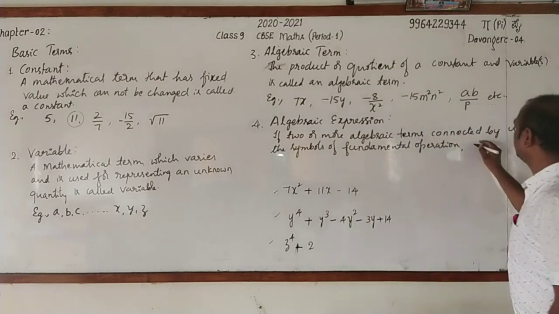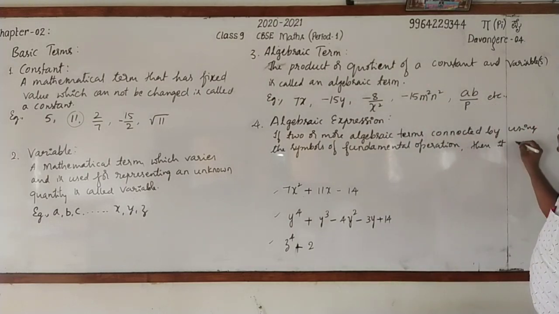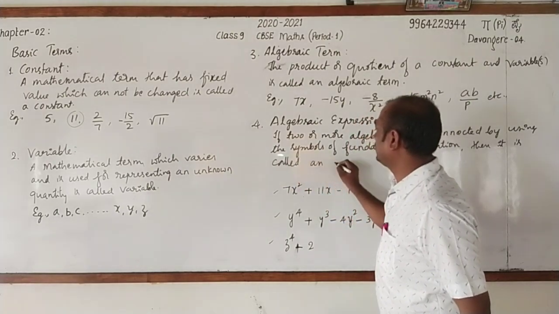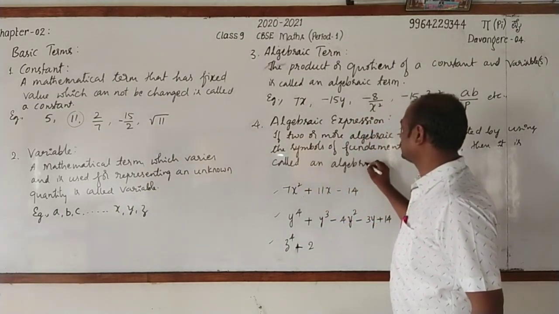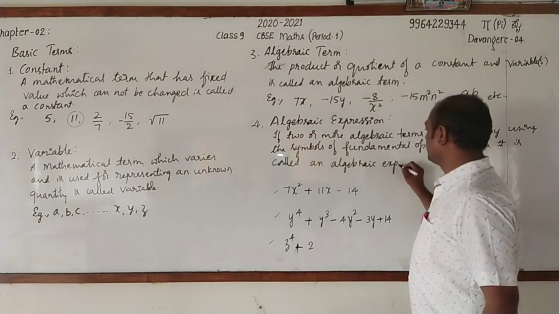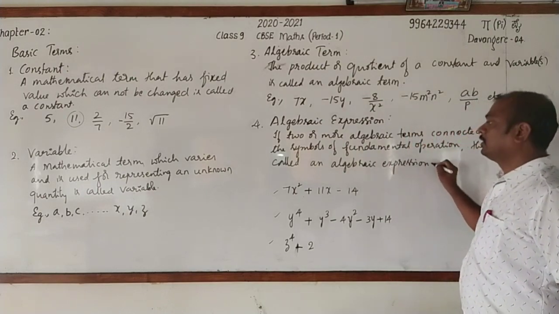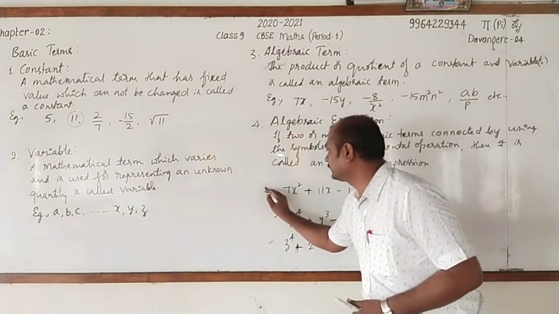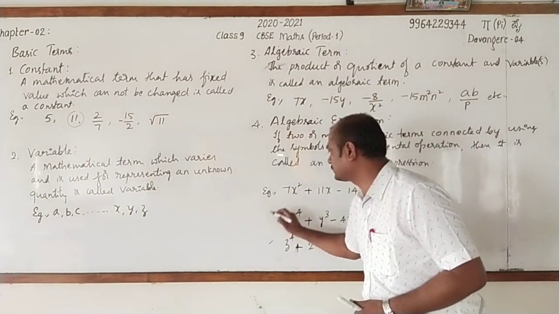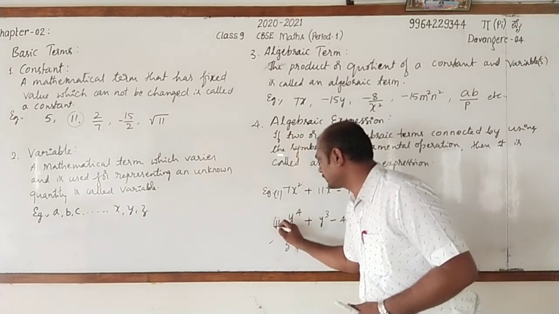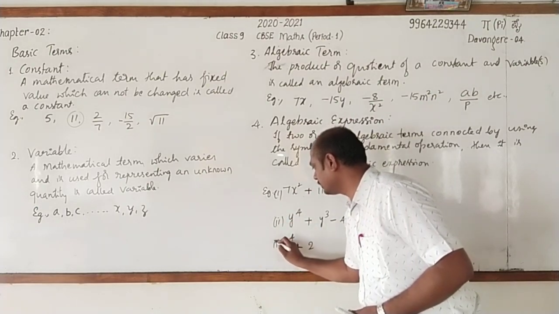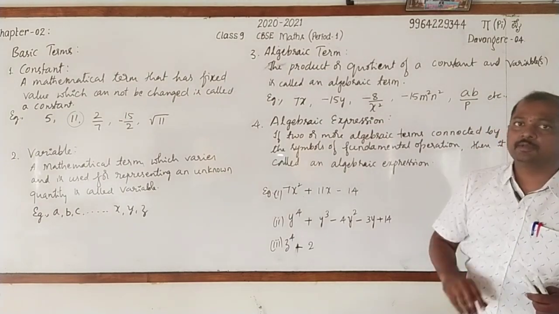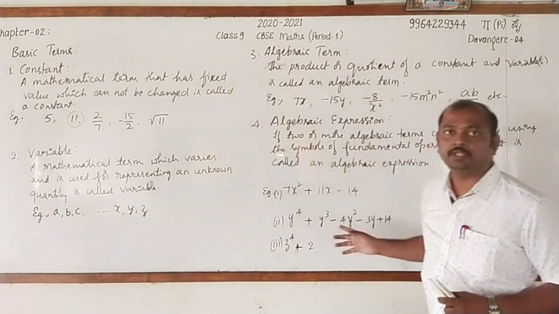Then it is called, what is it called? An algebraic expression. An algebraic expression. Okay. And these are some of the examples for algebraic expression. This is the first one, this is the second one, and this is the third one. Dear students, just by pausing the video, please copy from there to here.